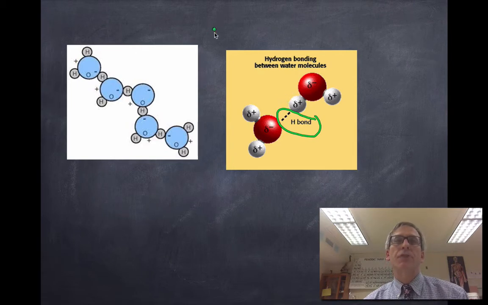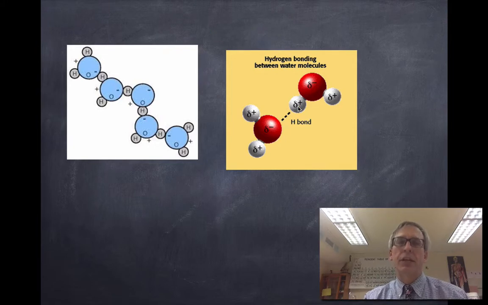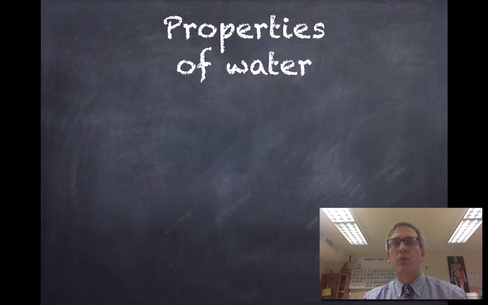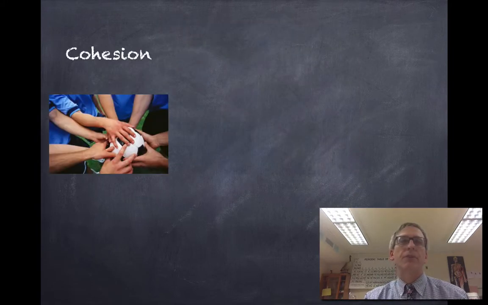Remember, hydrogen bonds are very weak, but we're going to see them in a number of places in biology. And it'll be important for you to remember that hydrogen bonds can be easily broken. But this polarity and this hydrogen bonding is key to understanding water. So what are these really unique properties?